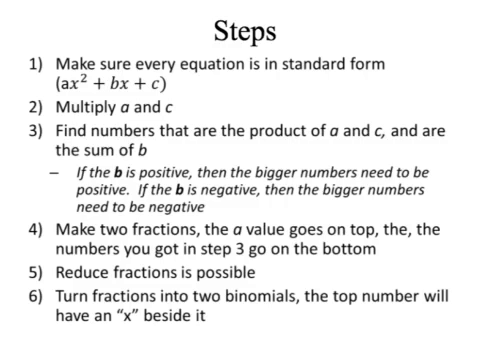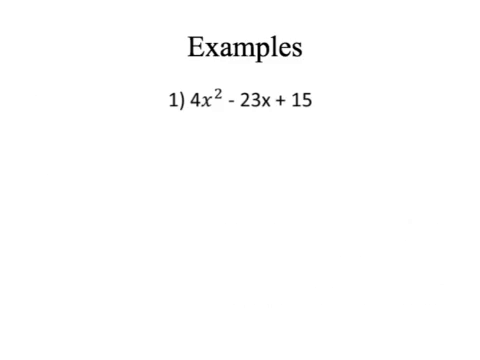After we have multiplied and found 2 numbers that multiply to give you a times c and add to give you b, you're going to make 2 fractions. On the top of the fraction, you're going to put your a value. On the bottom, you put the 2 numbers that you just came up with. Reduce the fractions if possible. Then the fractions are going to go into 2 binomials. The top number will have an x beside it. The bottom number stays by itself. Now let's clear things up by doing an example.